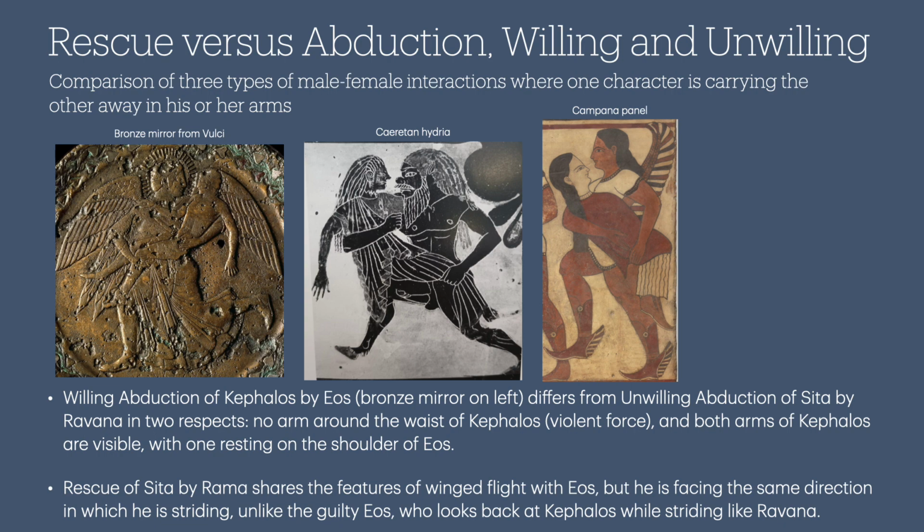The rescue of Sita by Rama shares the features of winged flight with Eos, but he is facing the same direction in which he is striding, unlike the guilty Eos in the bronze mirror, who looks back at Kephalos while striding like Ravana. So you can see the similarities and differences between all three works of art. And you can definitely distinguish the rescue from the willing abduction, as well as the willing abduction from the unwilling abduction. And we've already compared the rescue of Sita compared to the abduction of Sita on previous slides.